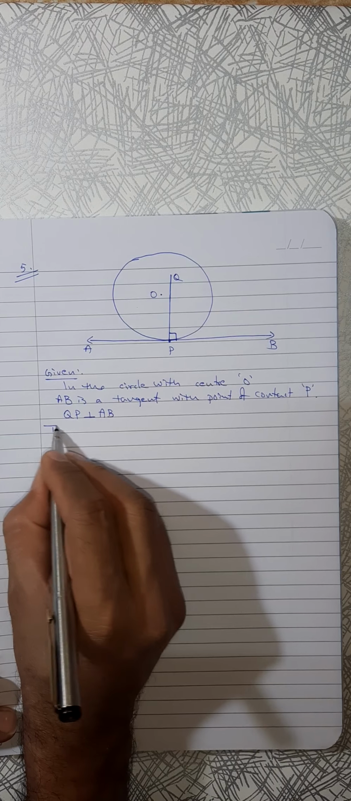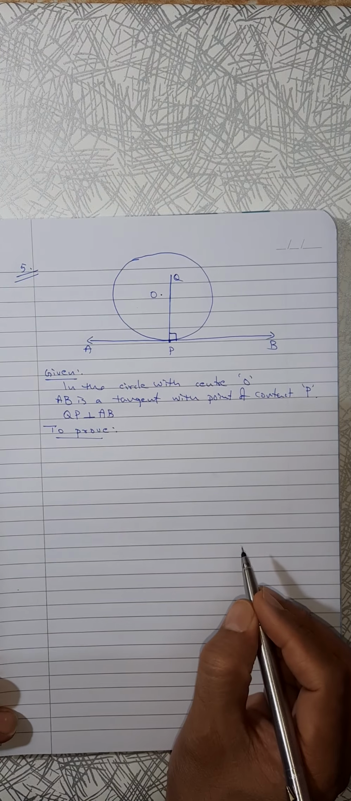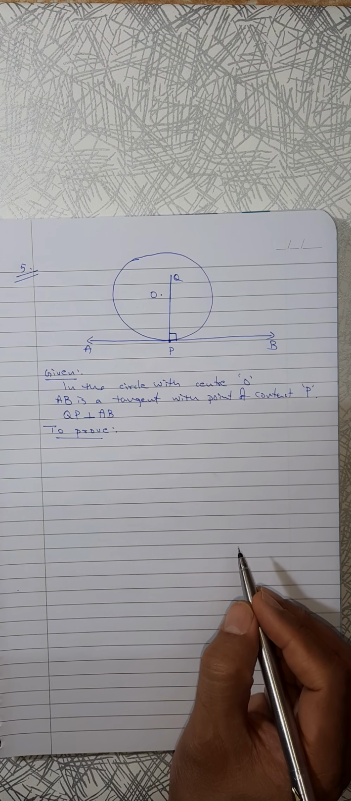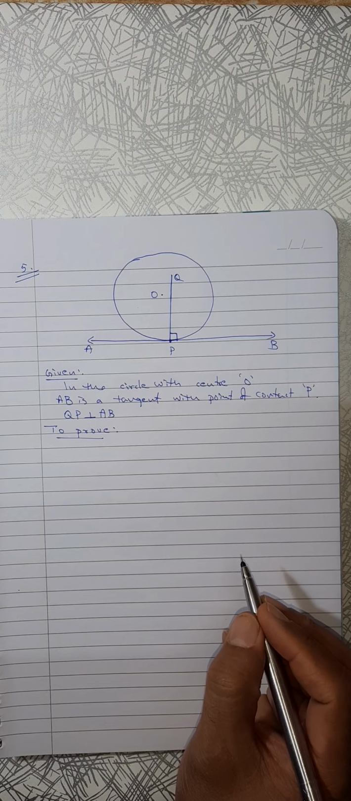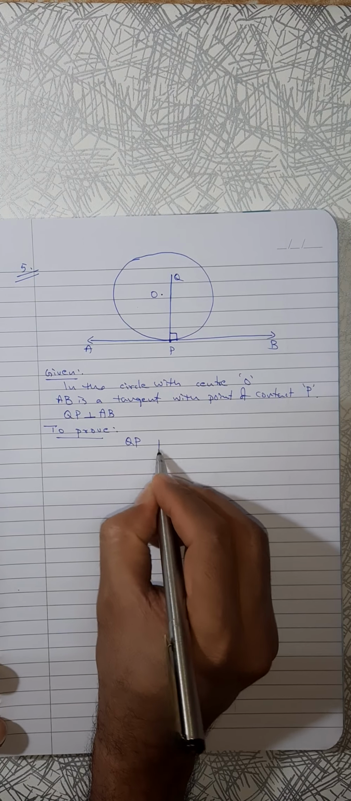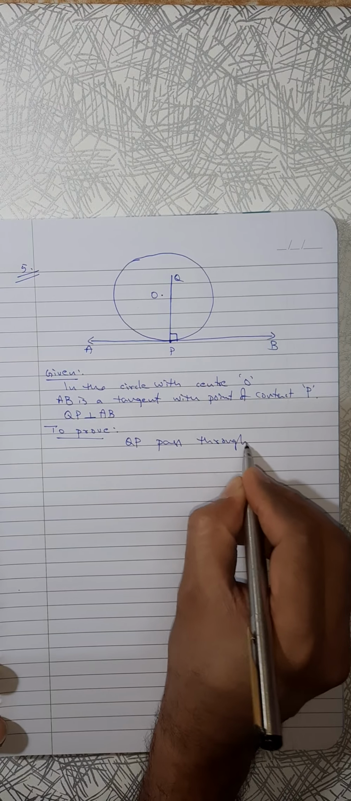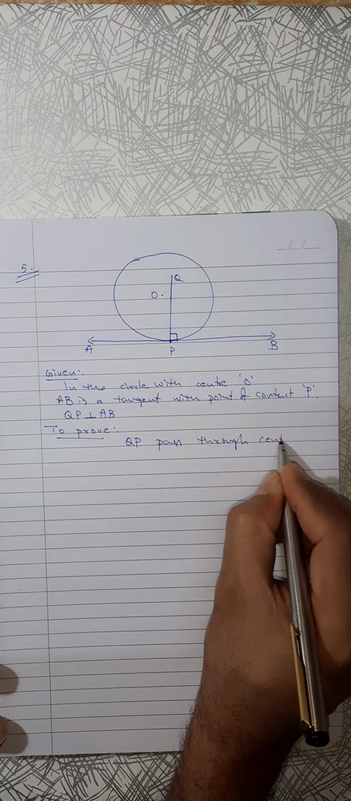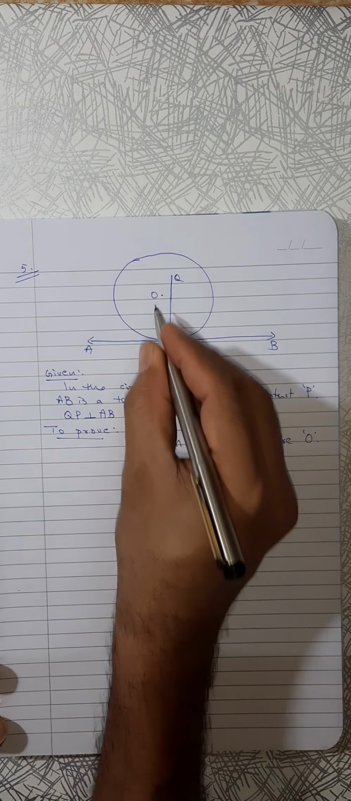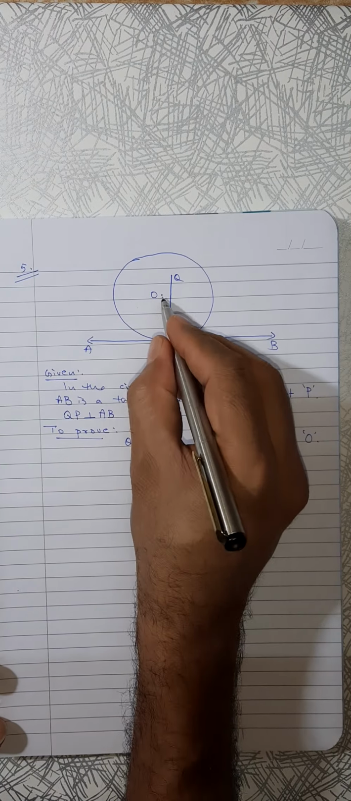To prove. What is to prove? This perpendicular will pass through the center. Perpendicular QP passes through center O. O is the center. We have to prove that QP, our perpendicular, is passing through the center O.